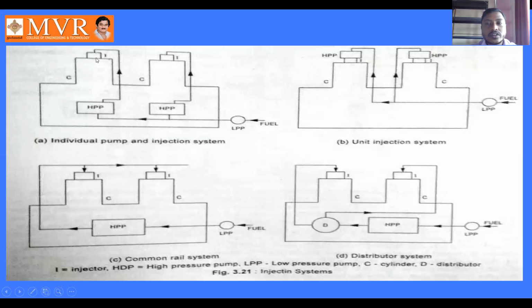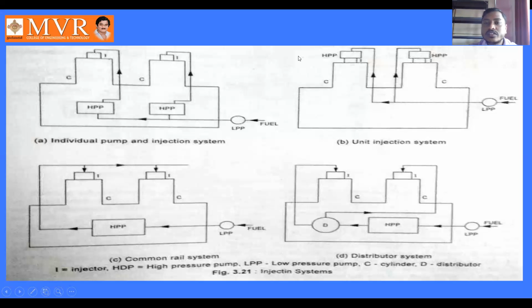From the fuel injectors, after atomization, the fuel is going to enter both engine cylinders. This is what the individual pump and injection system is about. And coming to the unit injection system, we have two cylinders, but having two units.